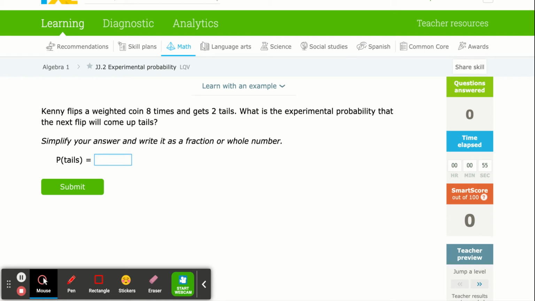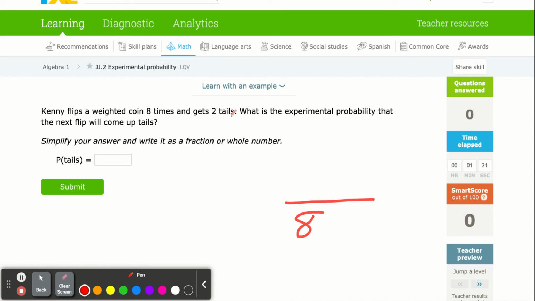We don't know, but we can get an experimental probability, which means if we start flipping that coin, if it's more likely to land on heads, it's going to land on heads more often, and we're going to see that pattern. And so what they do is they flip the coin 8 times. So they flipped it a total of 8 times.